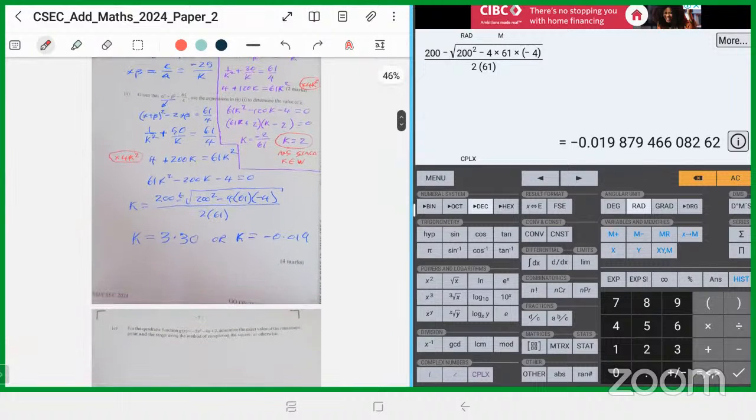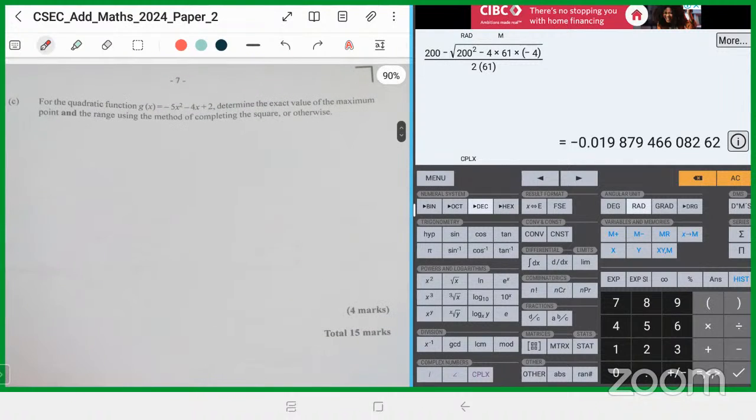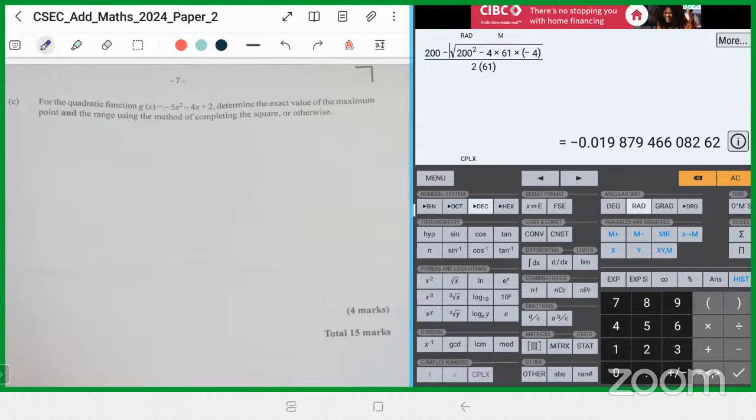Unbelievable. And this is the first question on the paper. First question on the paper. Unbelievable. Students need to do much better than this. Need to do much better.